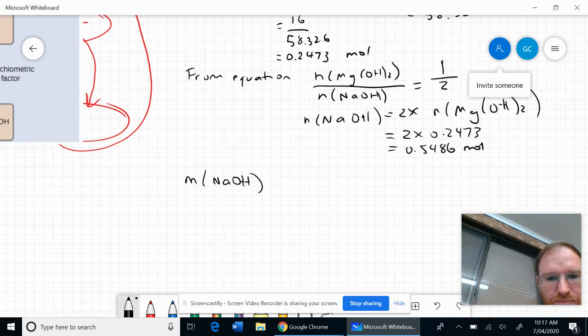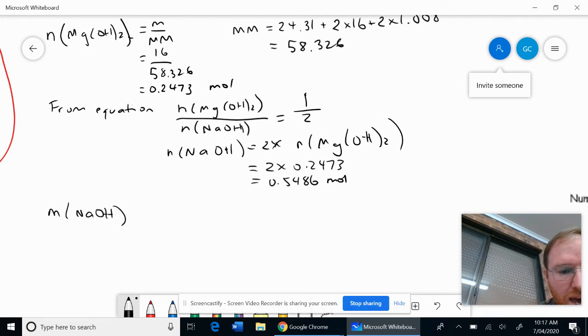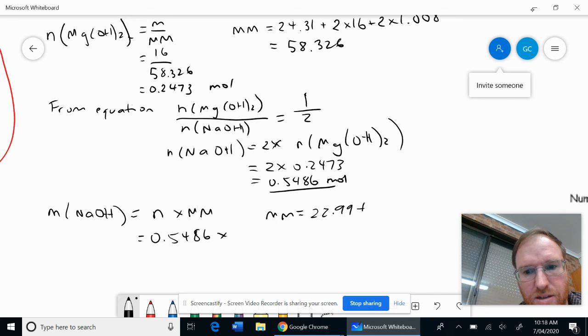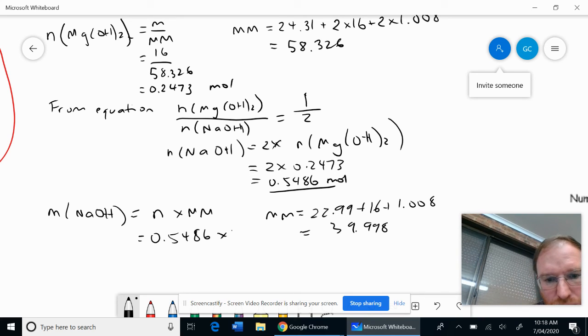So let's get rid of that. We know the mass is equal to number of moles times molar mass. The moles of sodium hydroxide, 0.5486, I got from up here. Times, now I don't know the molar mass, so I have to work out the molar mass of sodium hydroxide, which is sodium, 22.99, plus oxygen, plus hydrogen. I add all those up, I get 39.998. So I need to multiply by 39.998. And when I work that out, I get 21.9 grams.